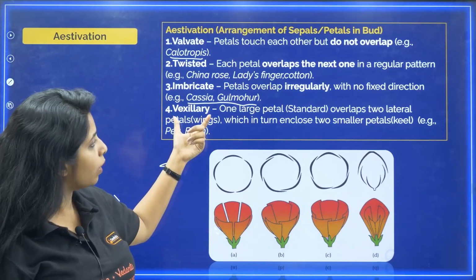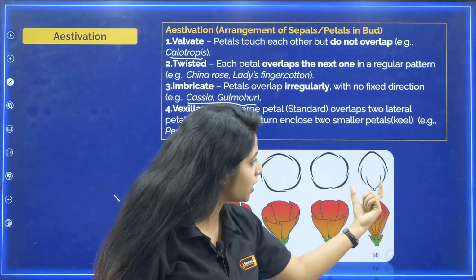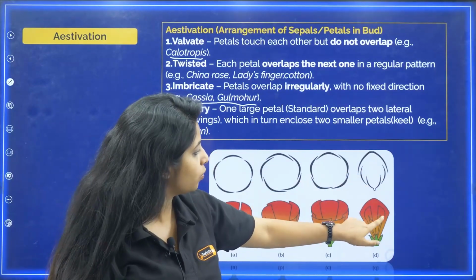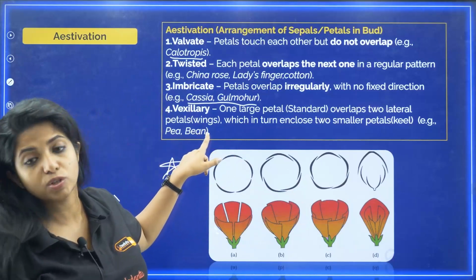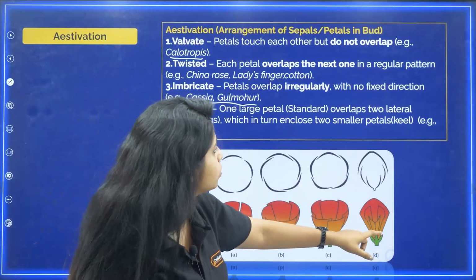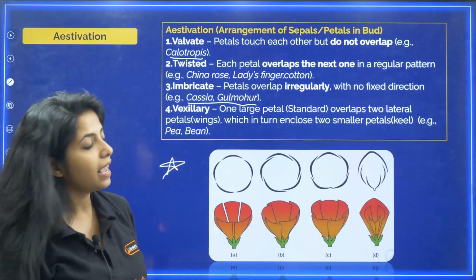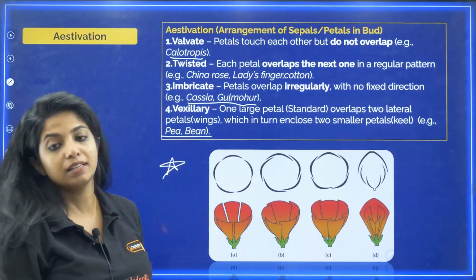Now vexillary is one large petal which you call the standard petal. It is going to overlap two lateral petals, which are over here, my dear children, as you can see, which are known as wings, and in turn it will be closing another two smaller petals, which are known as keel. Example: pea and bean.